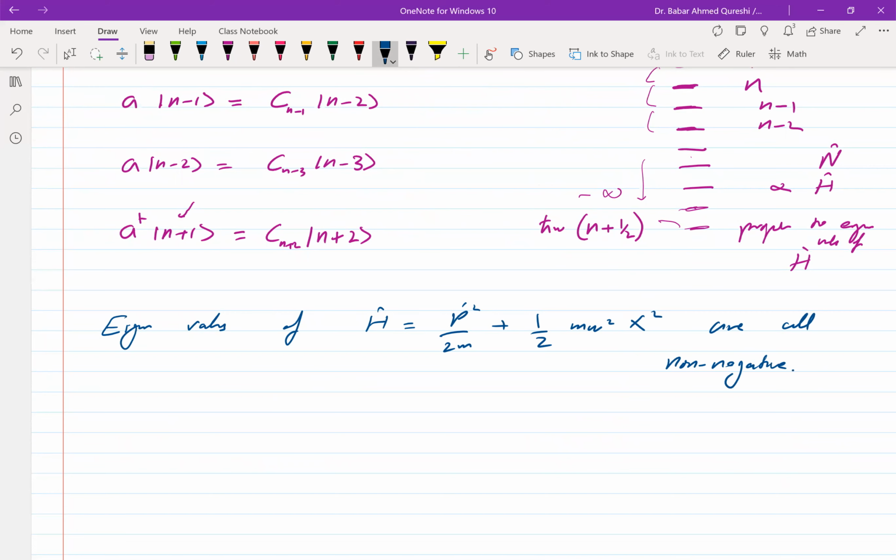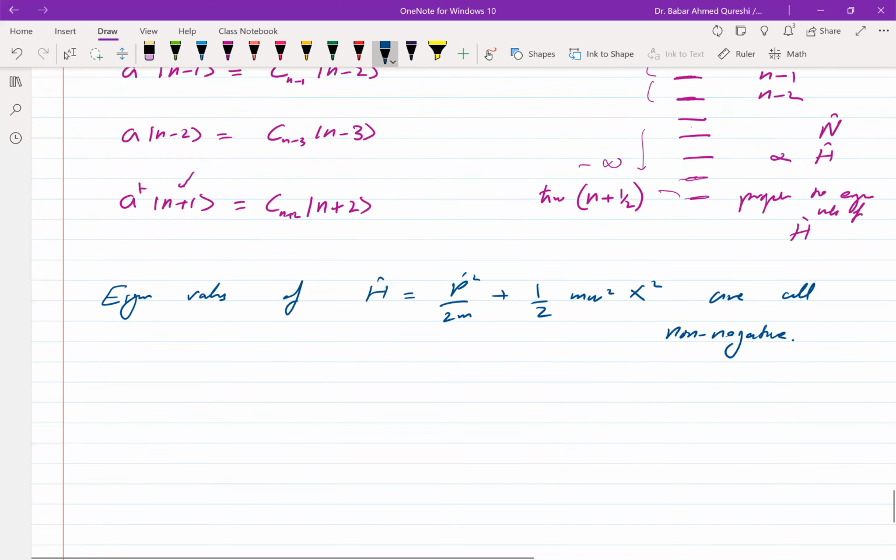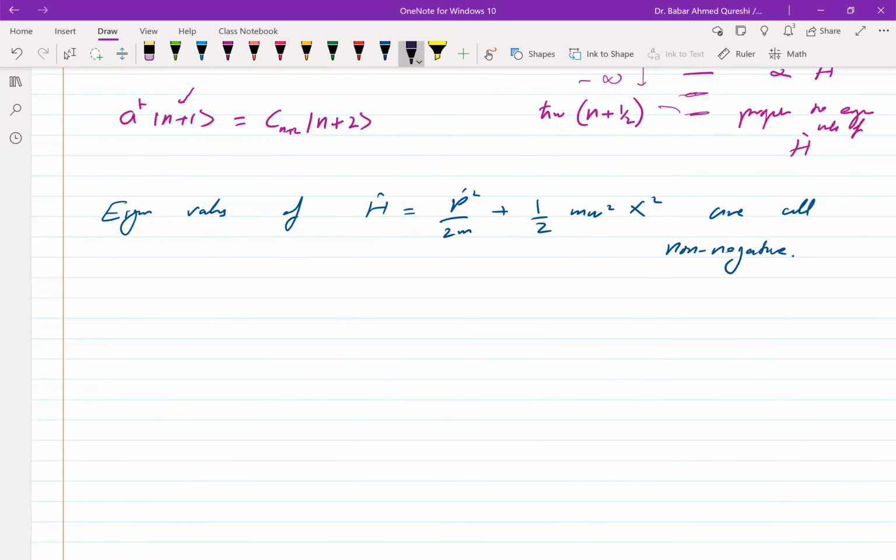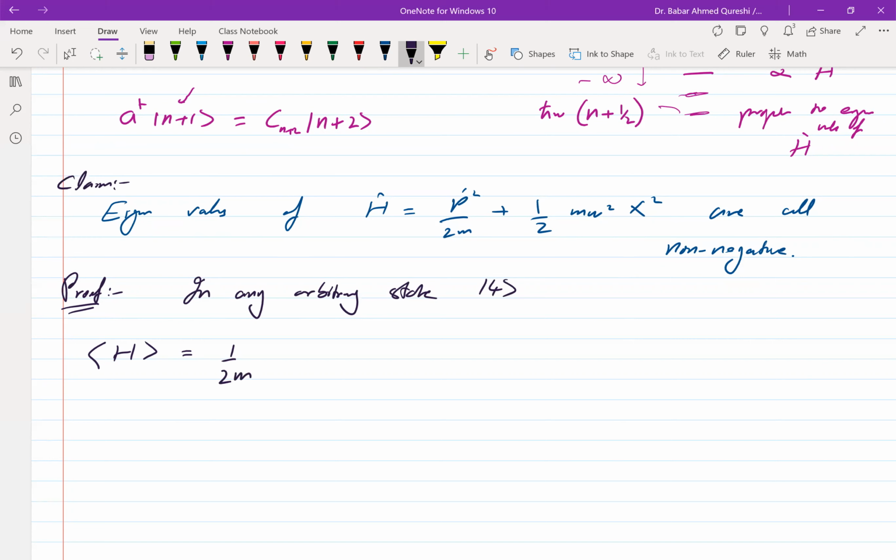How do I know it? Well, claim, proof. If I compute the average value of energy in any arbitrary state, I just sandwich this operator between that state. That's how you compute the average value.